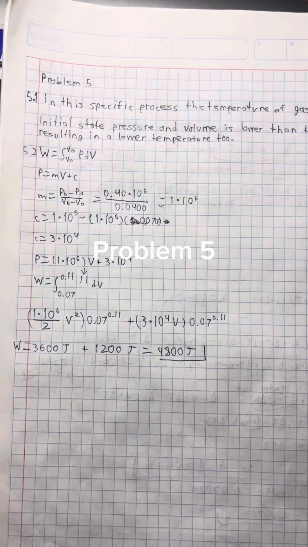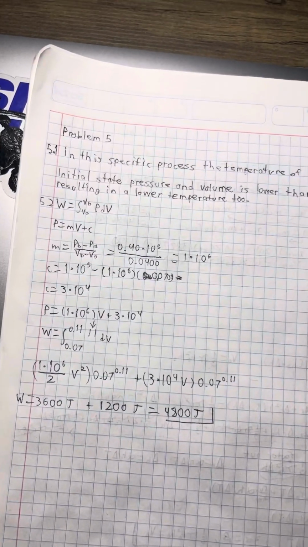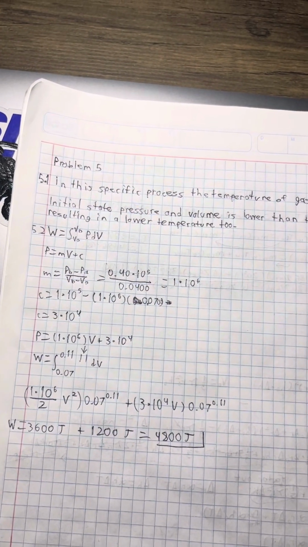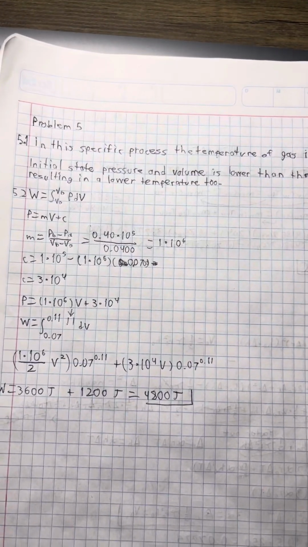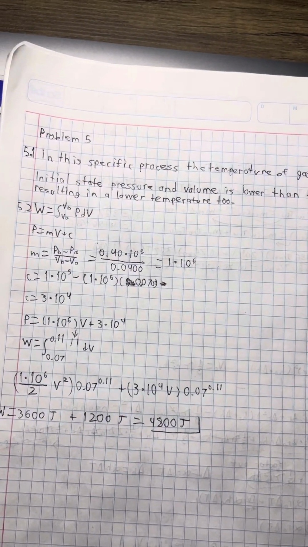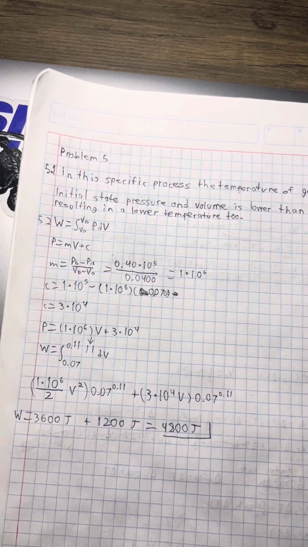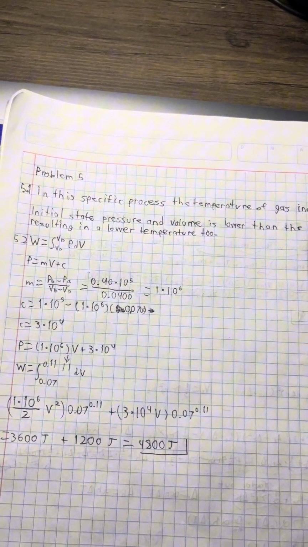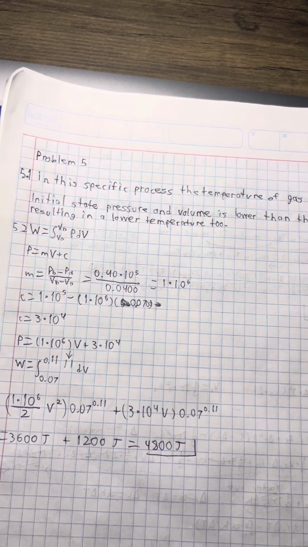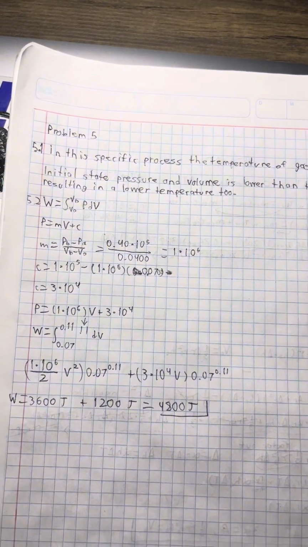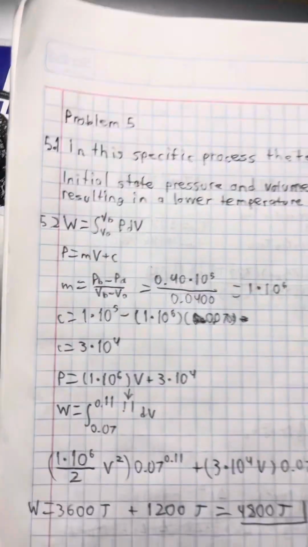For the final problem, firstly it asks if the temperature of the gas will increase, decrease, or remain constant. In this specific process, the temperature will increase, since the initial state values for pressure and volume are lower than the final state values of the pressure and volume. The temperature value will also be lower in the initial state than in the final state. So it's an increase.